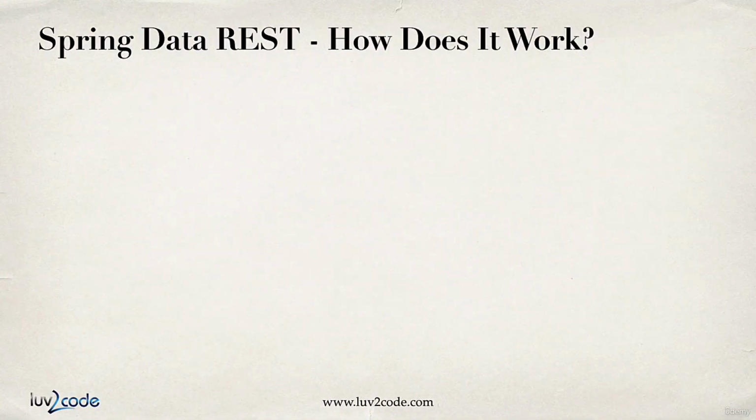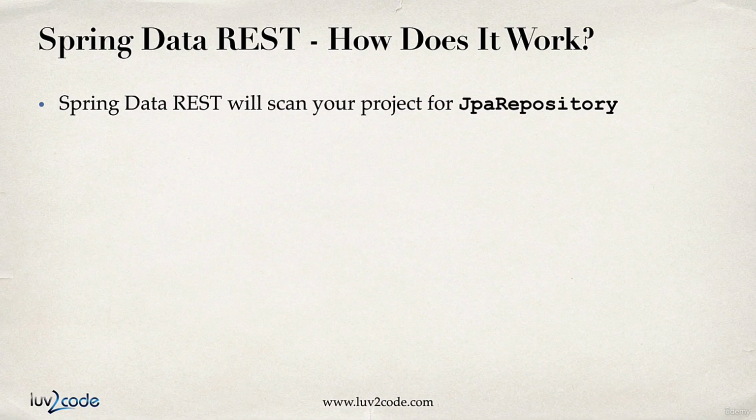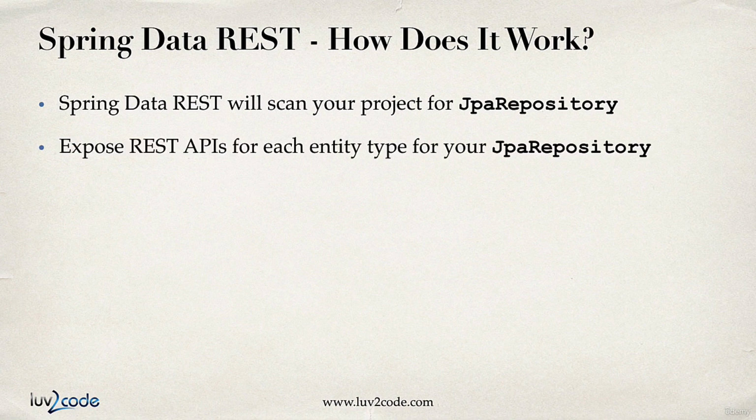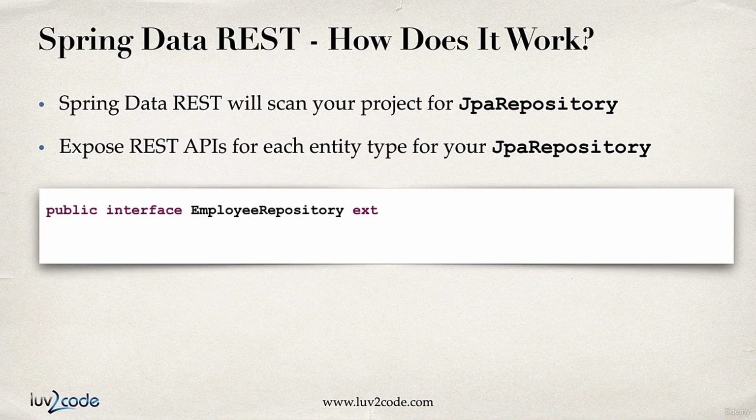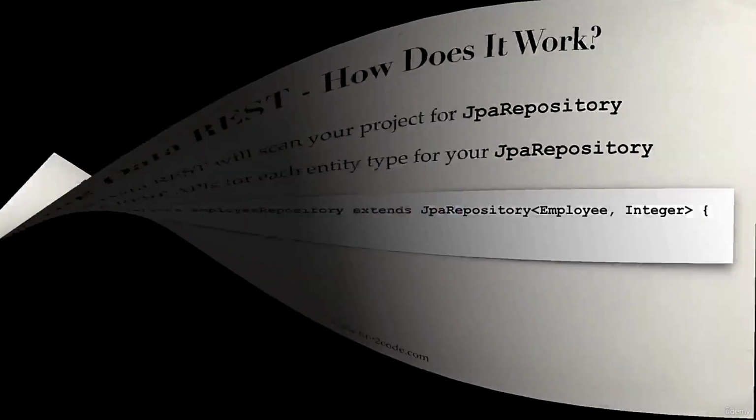So you may wonder, how does it work in the background? Well, Spring Data REST will actually scan your project for JPA repository sub-interfaces. It'll expose the REST API for each entity type for your JPA repository. So in this example here, I have this employee repository, extends JPA repository. We have this entity type of employee. It'll actually expose an employee's endpoint.